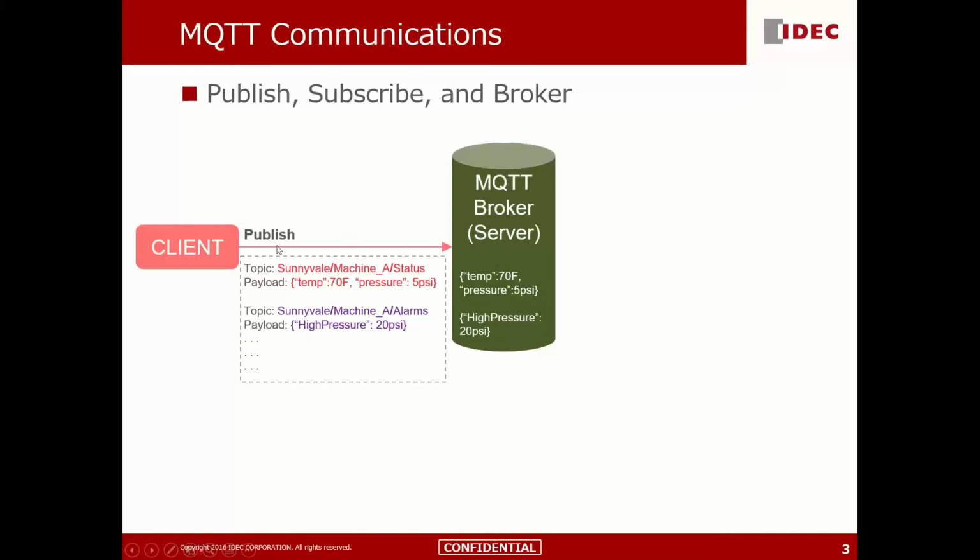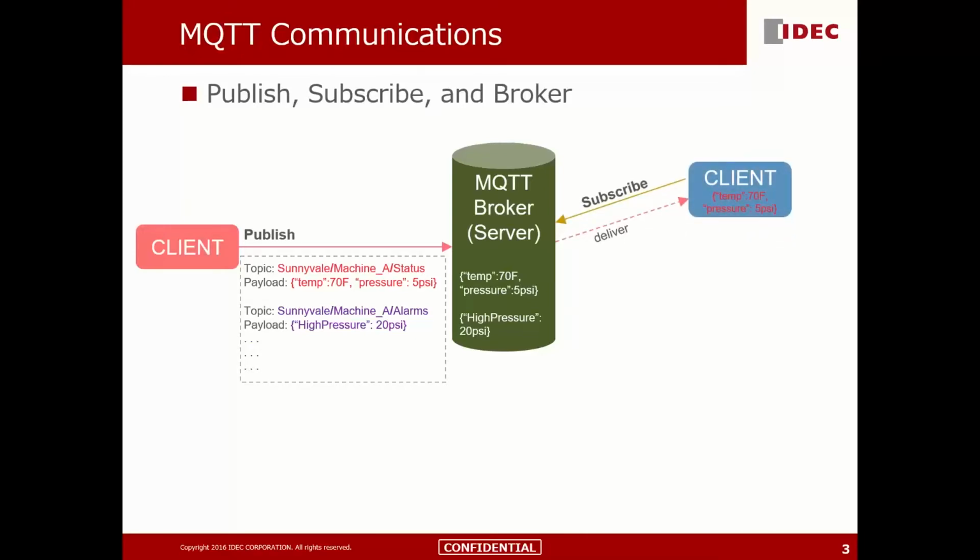So when you publish something, you have a topic. So what topic are you publishing? Within that topic, there is contents of the topic, or we refer to as payload. So the payload for that topic could be a temperature, could be pressures. A second topic would be Sunnyvale/alarm, machine A/alarms, and then the actual content or the payload would be high pressure and the actual pressure of that machine. Okay, so that's how a client publishes to the broker.